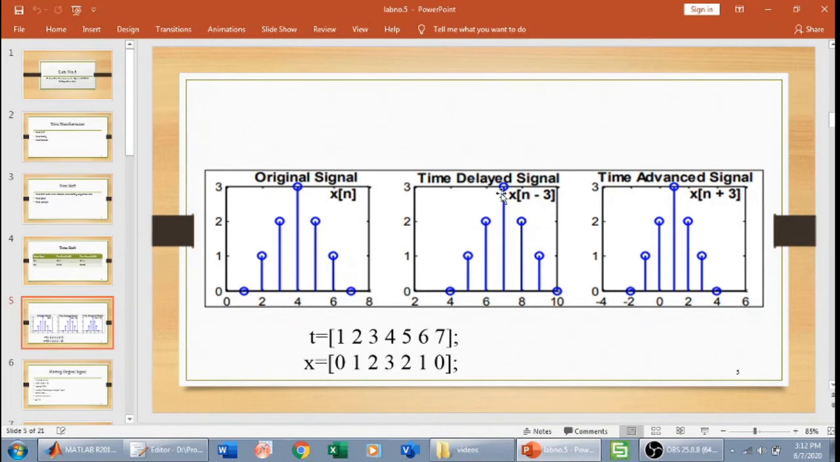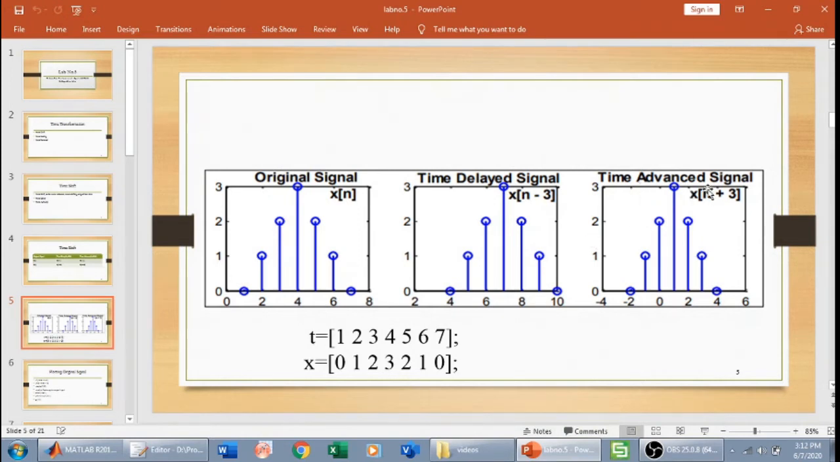When I plot the time delayed signal, I delay the signal by 3 units. Whatever the value at t is equal to 1 was, that value has been shifted to t is equal to 4. Whatever value at t is equal to 2 was, that value was shifted to t is equal to 5. And the t is equal to 3 value has been shifted to t is equal to 6, delayed by 3 units. So each of these values has been delayed by 3 units. We say the whole signal has been delayed by 3 units because it is shifted towards the right.